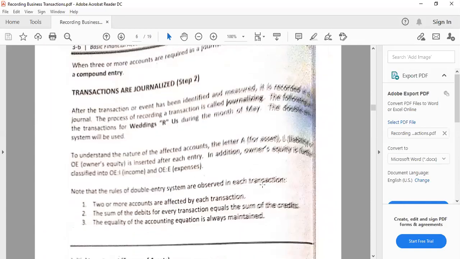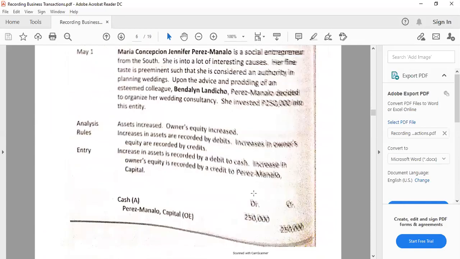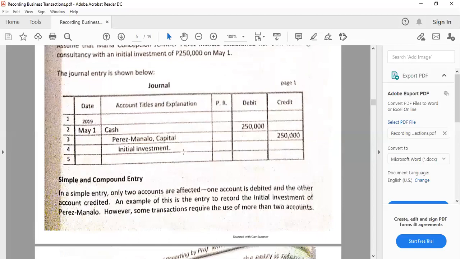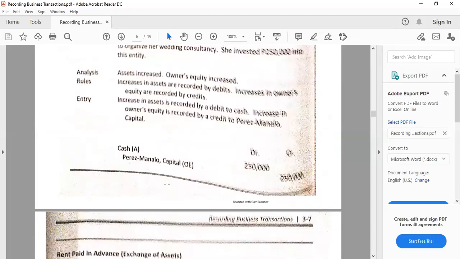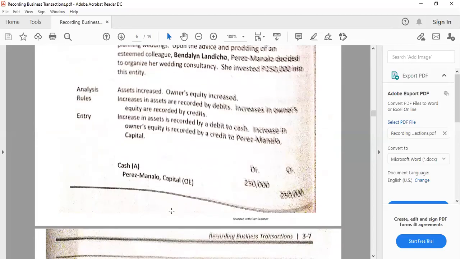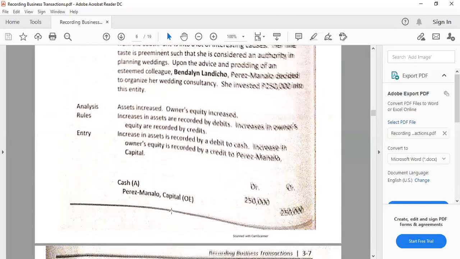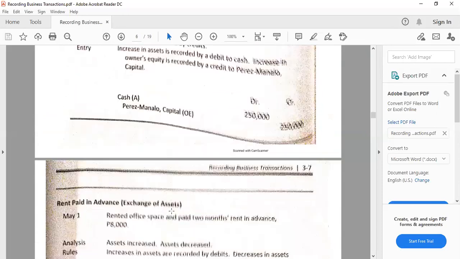So DR is the shortened form of debit and CR is the shortened form of credit. The first transaction here, May 1, is all about the initial investment, very similar with our sample from here. So debit cash, credit Perez, Manalo, comma, capital, and the explanation could be to record initial investment.